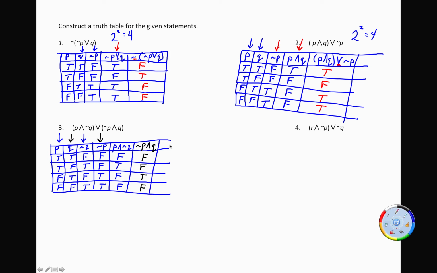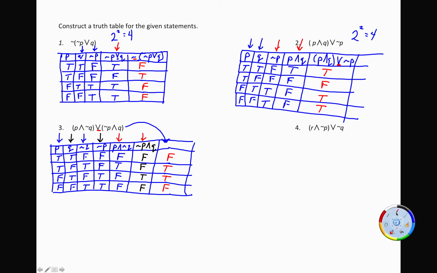And then my final column needs to look like my actual statement. I don't really have room to write that here, so I'm just going to say that goes in there, and I'm going to base that off of this column and this column based on what it means to be or. So remember, with an or, as long as one of them's true, the entire thing is true. So one of these is true, one of these is true, and neither of them are true.